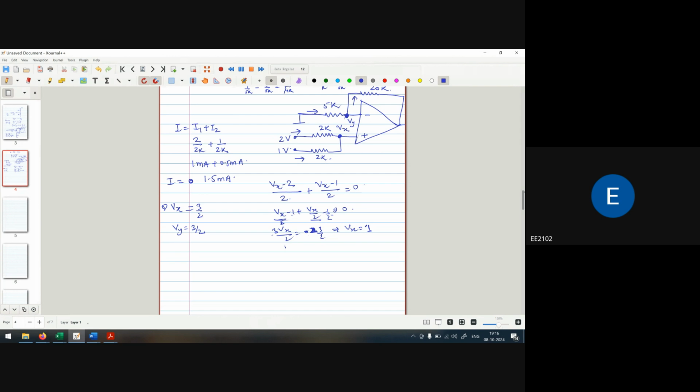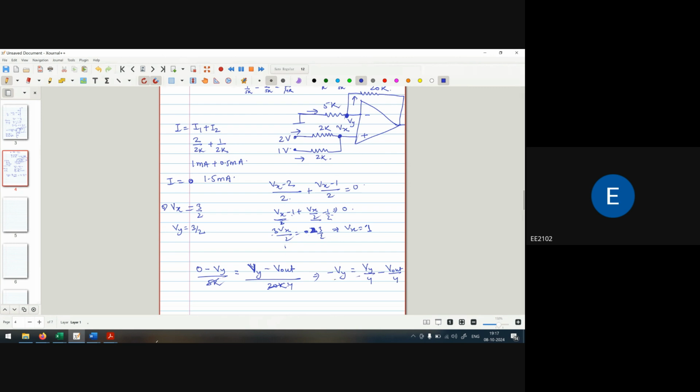So the incoming current value is (0 minus Vy) upon 5, that is equal to (Vy minus Vout) upon 20. What is the value? Vy is 3 by 2. So I just cancel out this one, so it becomes 4. So minus Vy is equal to Vy by 4 minus Vout by 4.